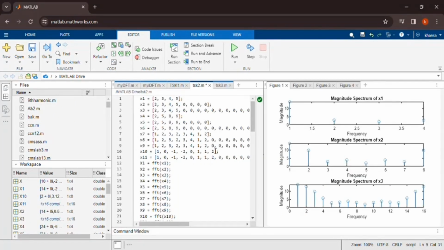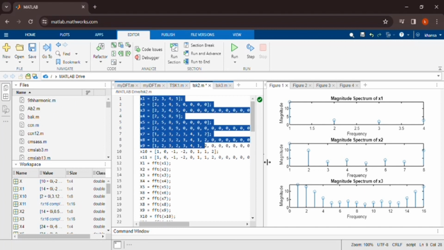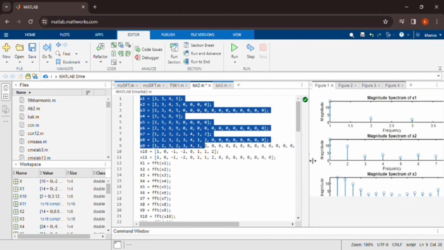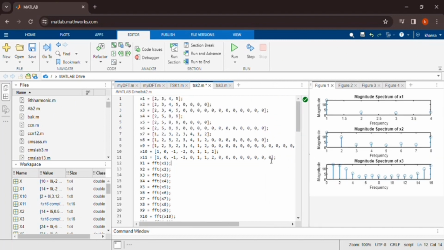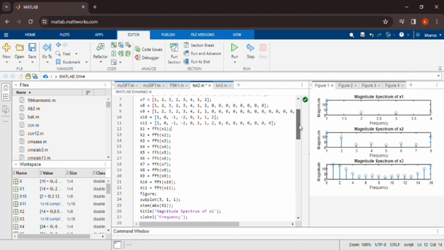So this is our next lab task, and in this one what we have to do is find the discrete Fourier transform of the signals that are already given in the question. In total we have 11 signals. So first of all, these are the 11 signals that were given in our lab report. Now we have to find the Fourier transform of all of these signals.